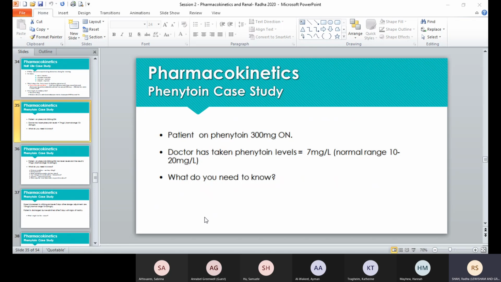Yeah, when was the last dose given? What else? Time of the last dose? The amount? Have they been given the correct dose? They've been taking it correctly. Any interactions? Exactly. Are they on any other medications that interact with the phenytoin? What else?